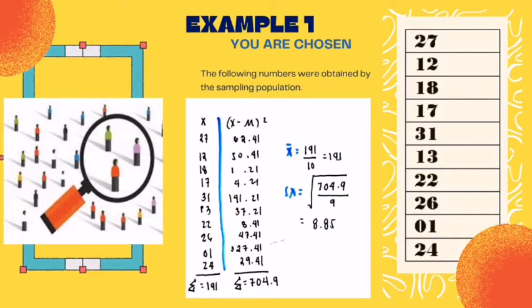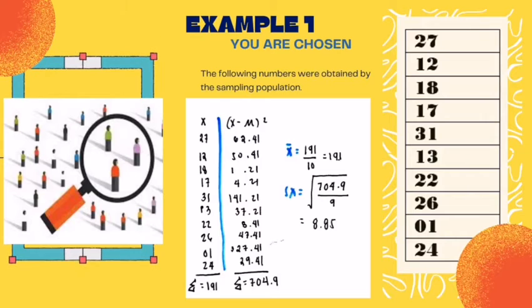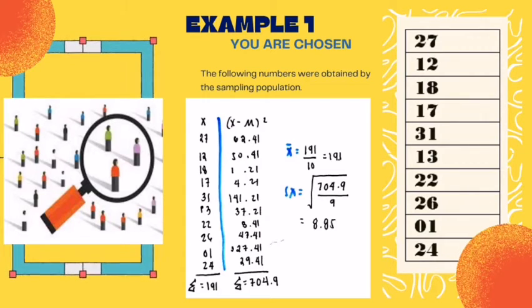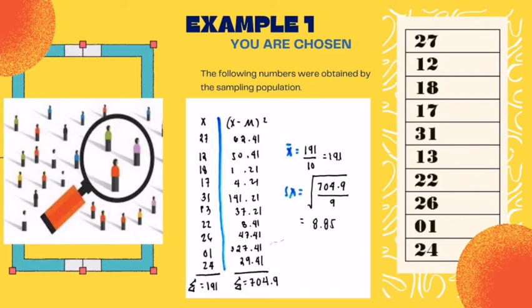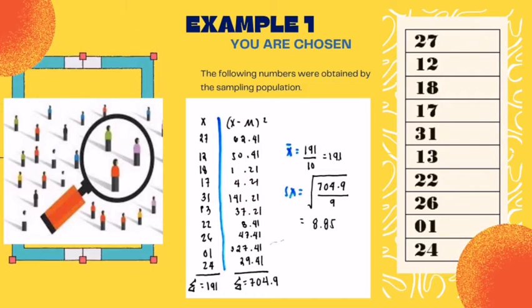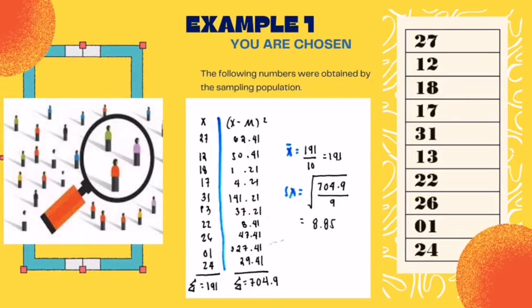Take a look at the example. The list of data that we obtained through random sampling from 0 to 31 are 27, 12, 18, 17, 31, 13, 22, 26, 1, and 24. The first thing we are going to do is list the data in a tabular representation. Then we are going to find the mean. To get the mean, we have to find the total of the given data, which is 191. Next is to find the number of the given data. We have 10 different numbers, so n is equal to 10.